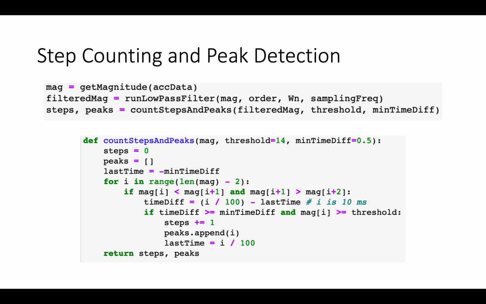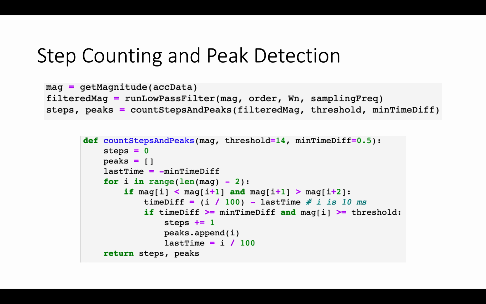So the first step to this process is finding the peaks and the number of steps. On the screen is some code used to do this. The first step is getting the magnitude of the accelerometer data and translating it from XYZ to one value. Then I ran a low-pass filter over the magnitude of the data to eliminate the higher frequencies, since steps are typically lower frequencies. Then I ran my step counter method over the filtered magnitude.